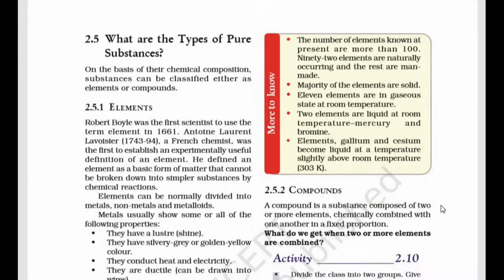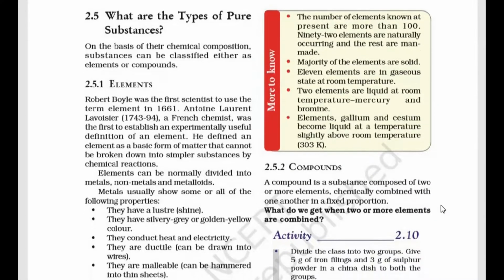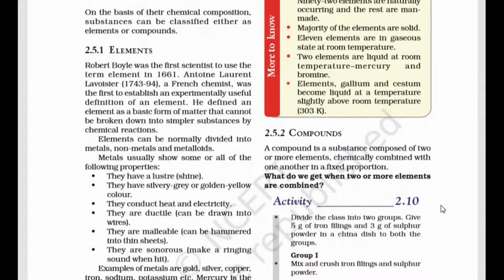Now coming towards the types of pure substances. As we all know, on the basis of chemical composition, we classify substances into two types. They can be elements or compounds. Now what are elements? An element is a basic form of matter which cannot be broken down into simpler substances by any chemical reaction. Or we can say the smallest part which can take part in any chemical reaction is known as an element, which is the basic form of matter.